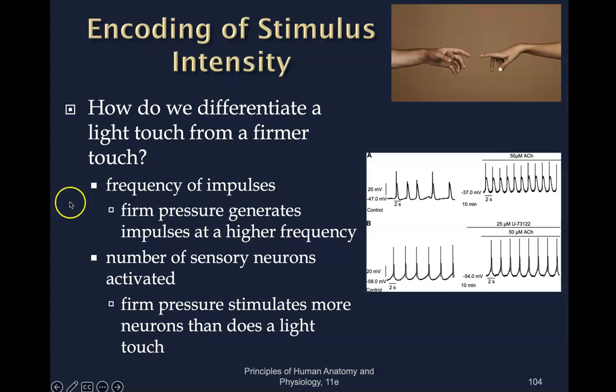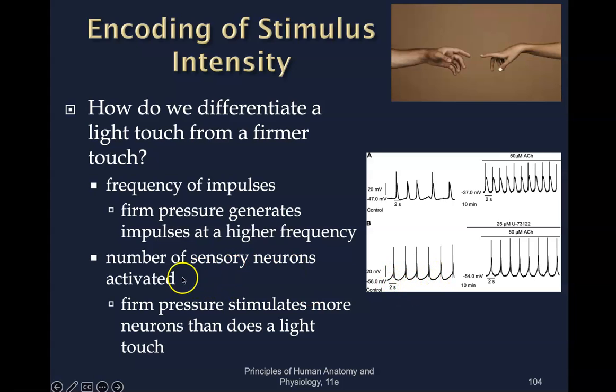Encoding of a stimulus. How do we differentiate light touch from firm touch? We already talked about this. I'm not sure why I had this slide twice, but again, frequency of impulses. Firm pressure generates impulses at a much higher frequency. So boom, getting faster, more stimulus at a higher rate, and that's going to be for firm pressure. And then obviously, lighter pressure would be stimulus at a lower rate here.